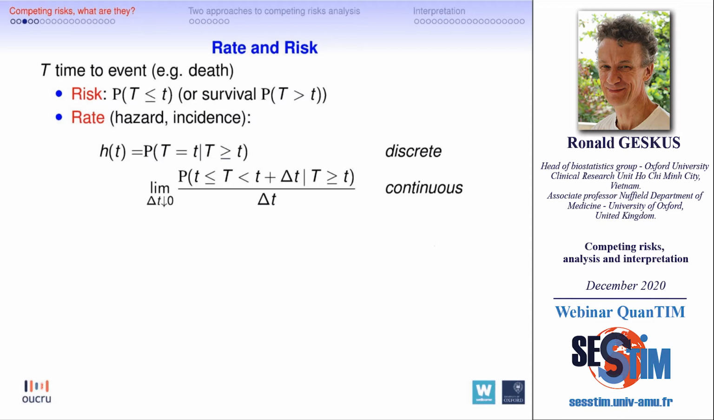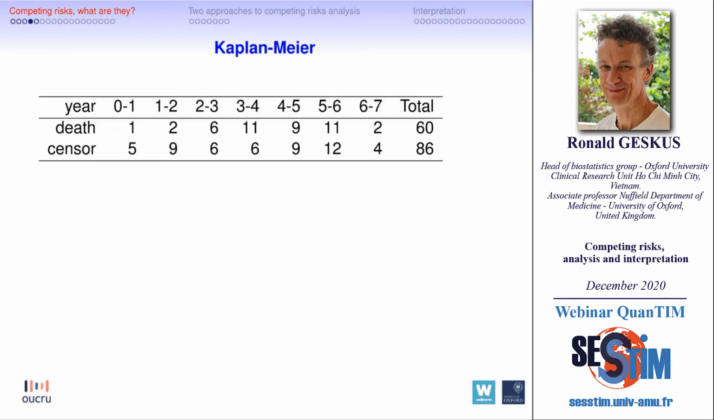I use the notation H for this hazard, and there are two different situations. Either the distribution in which we are interested is discrete, so there's only a finite number of possible values, or it is continuous. I think continuous is the more frequently occurring situation, but the discrete one is a little bit easier to interpret. The nice thing is, and that is why the hazard is important, once you know the hazard, you also know the risk. And let me give an example.